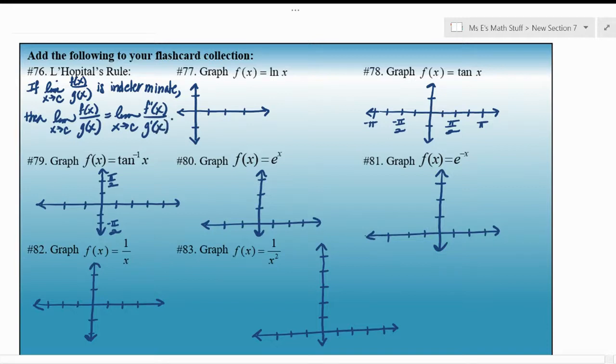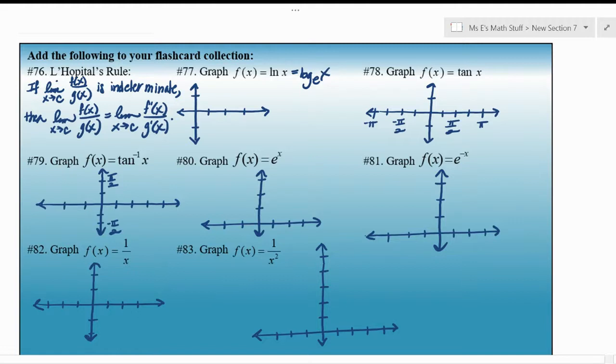Okay, now for the graphs, I've got the xy planes already pre-done. Do know, unless marked otherwise, the tick marks are each worth just 1 unit. Okay, so for 77, please remember that natural log of x is really just a logarithm with e as the base. So those two things are the same.